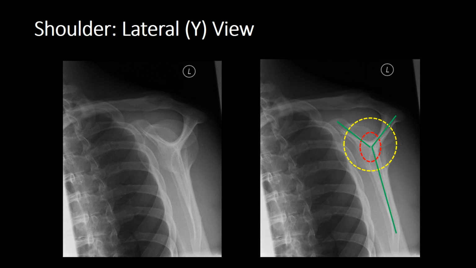The Y view is vulnerable to poor positioning, and also if a patient is very kyphotic, what will happen is the ribs will be projected over the glenohumeral joint, making it difficult to evaluate this area.